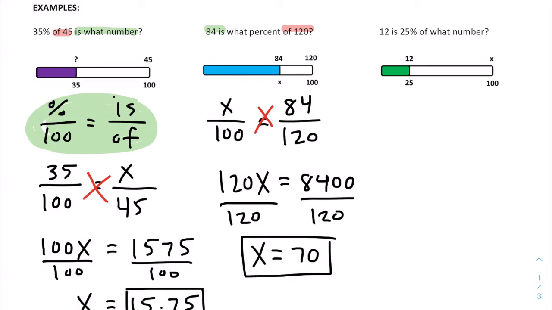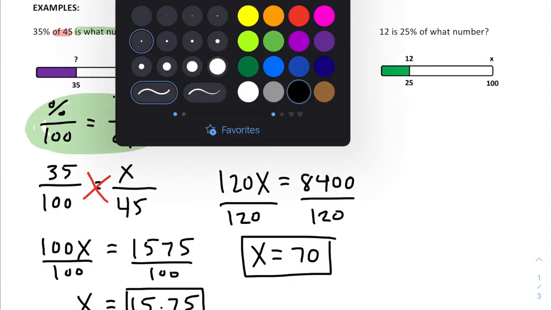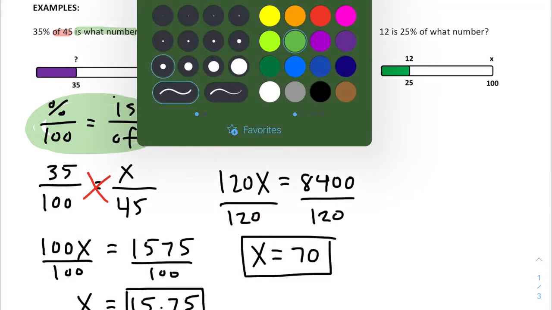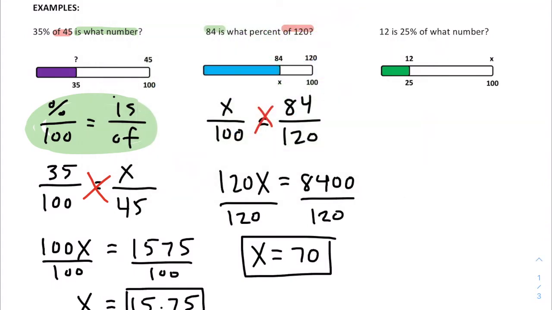All right, last one. Same thing. We'll identify the is and the of. So 12 is. So there we go. We can highlight that. 25% of what number? So there we go. We know what our is and our of is.